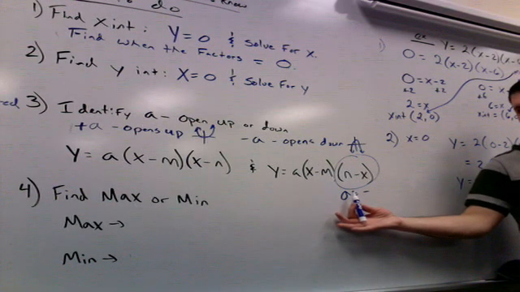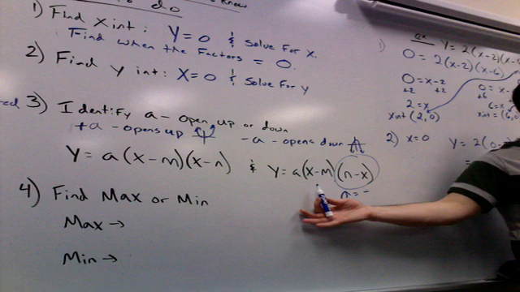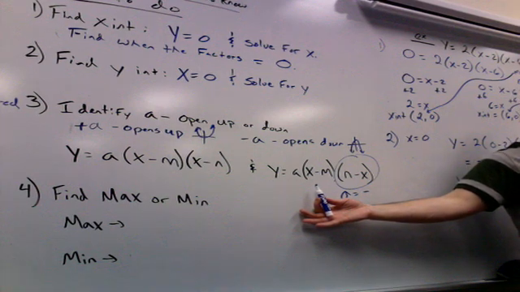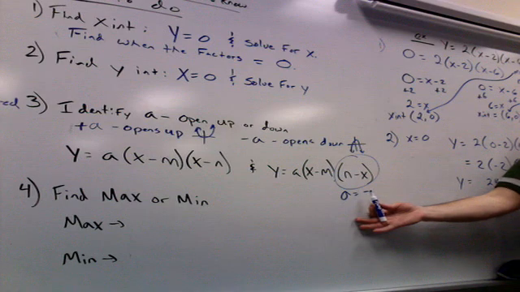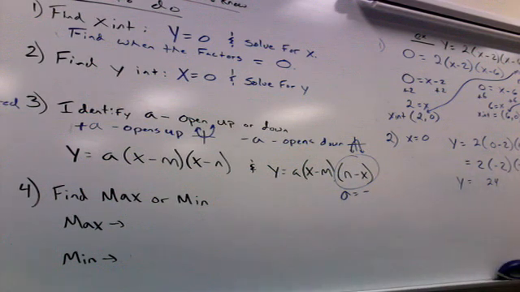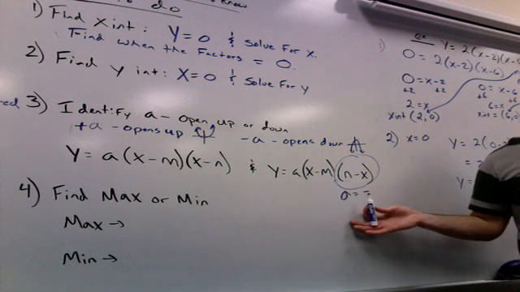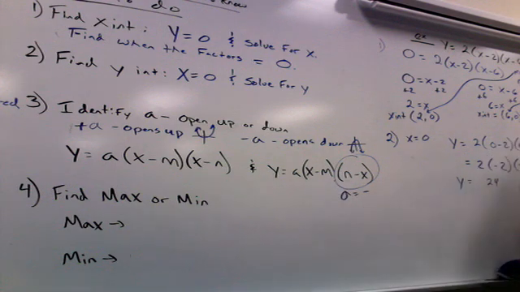Now, if they have m minus x and n minus x, how many negative signs do I have? Those 2. And 2 negatives make a positive. So if they're both flipped backwards, then your a is positive. If only one of them is flipped backwards, then your a is negative. Are there any questions before I move on?